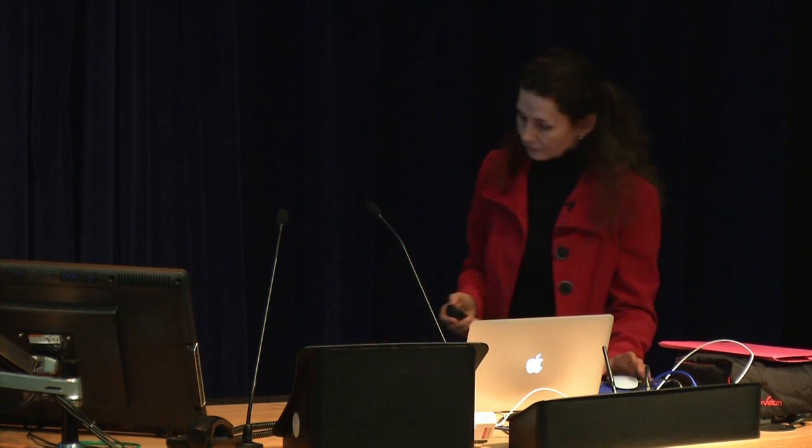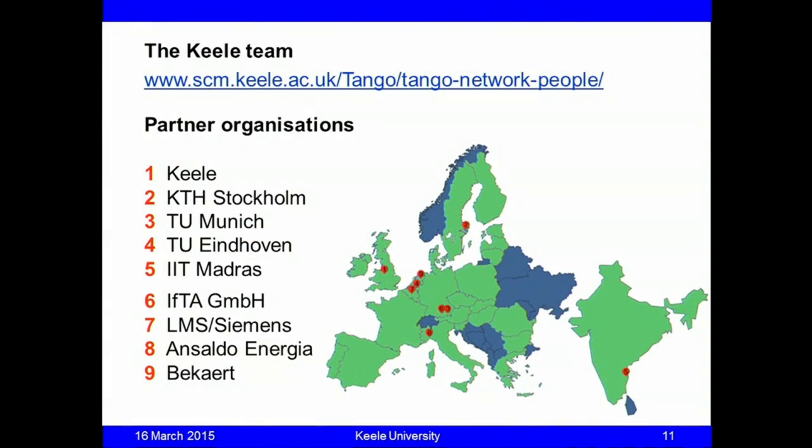Right, so let's go back to my presentation. I've just shown you the Keele team. And on this map, you can see where the partner organizations are located. So this is number 1, that's Keele. 2 is KTH, Stockholm. It's a technical university in Stockholm. Number 3 is the Technical University of Munich. Number 4 is the Technical University of Eindhoven. And number 5 is actually in India, IIT Madras. So we have these 5 academic partners.